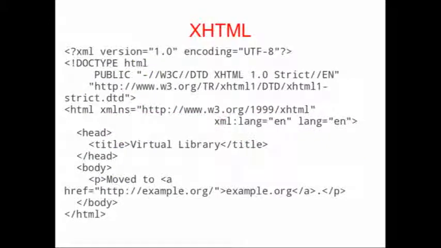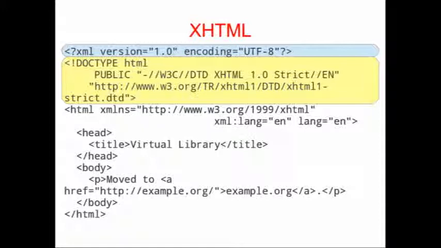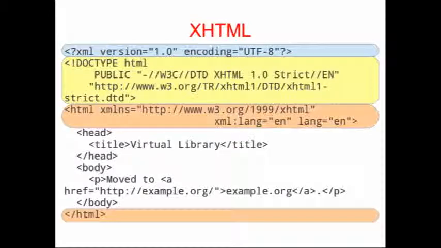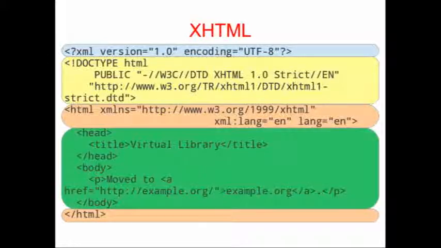So here's an example XHTML document. We have our XML definition, we have our DTD, we have our opening and closing HTML tags, and then we have the contents of the HTML file. If we contain all of this, then our HTML file is actually XHTML.